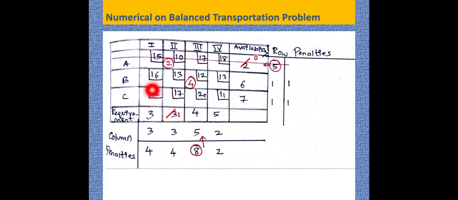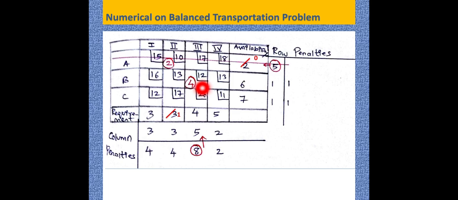Similarly, in this column 16 minus 12 is equal to 4, 17 minus 13 is equal to 4, 20 minus 12 is equal to 8, 13 minus 11 is equal to 2. So comparing the row penalties and column penalties, 8 is the largest penalty. So we need to consider this particular column for allocation.